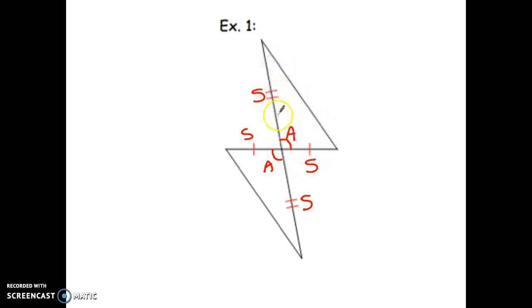So as I look at this triangle and I read in order, S, A, S. And I also check the other triangle, S, A, S. Now, since both of those triangles read S, A, S, these two triangles are congruent by the side angle side congruence theorem.